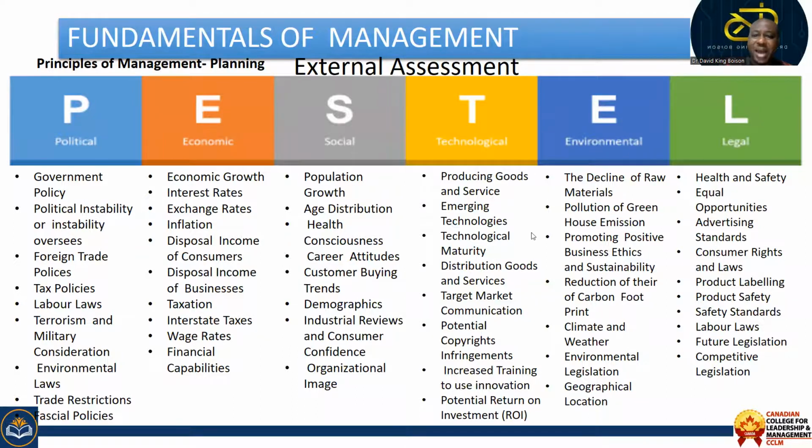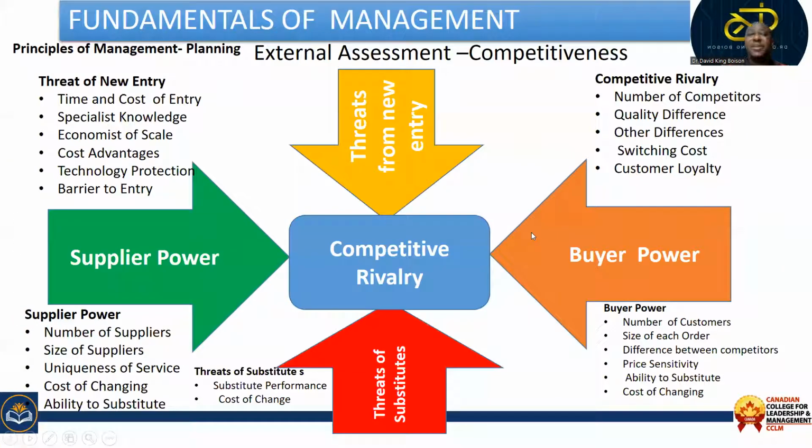And then the other one has to deal with what? Porter's 5 forces. This talks about you measuring the competitiveness, doing a competitive analysis of your organization. All right. And it talks about the forces that create the rivalry in the business. And if you do this assessment, you should be able to now position your company.